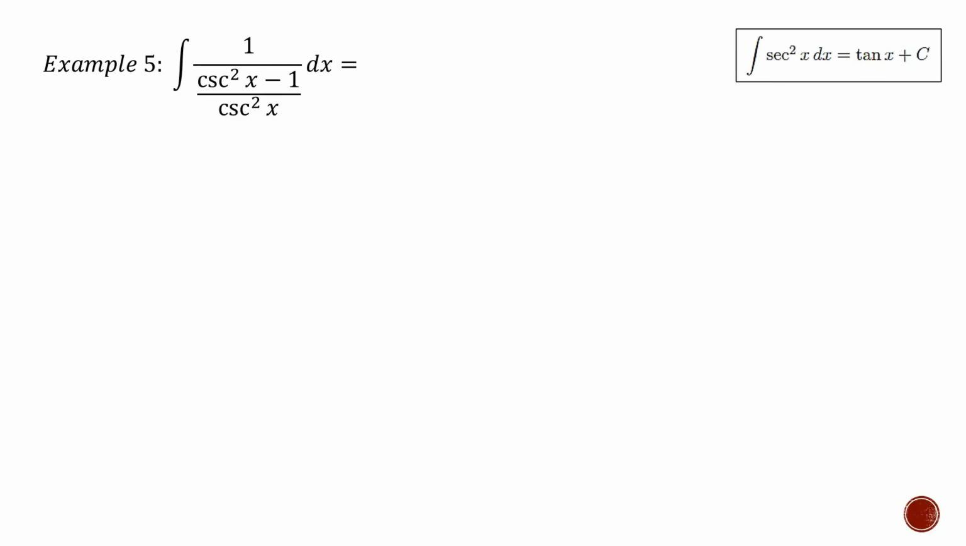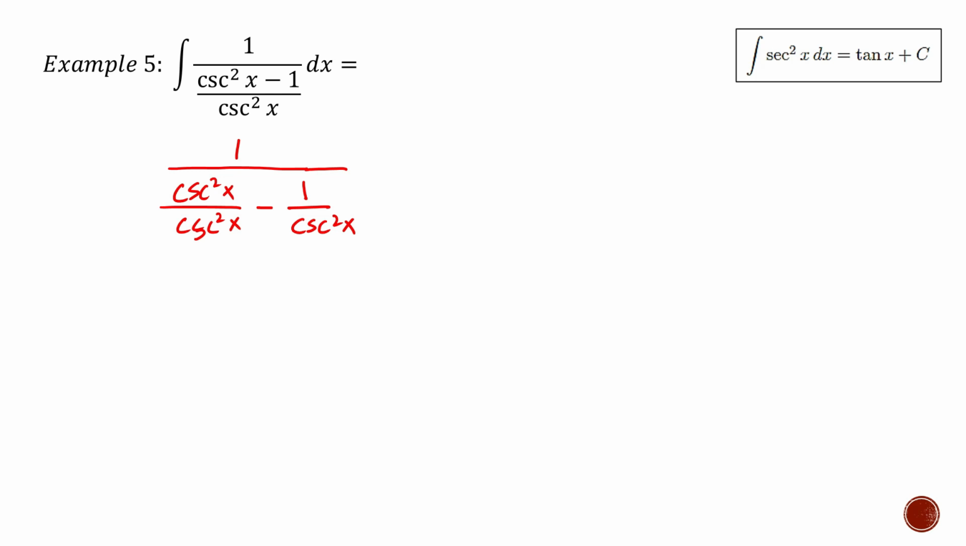We are halfway through our lesson today. I have 10 examples here. So 1 over cosecant square x minus 1 over cosecant square x. Okay, let's try to simplify this first. So 1 over cosecant square x over cosecant square x minus 1 over cosecant square x. Okay, so this is just 1.